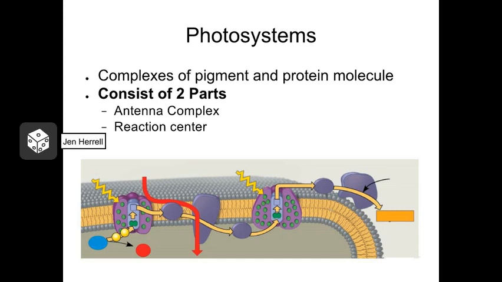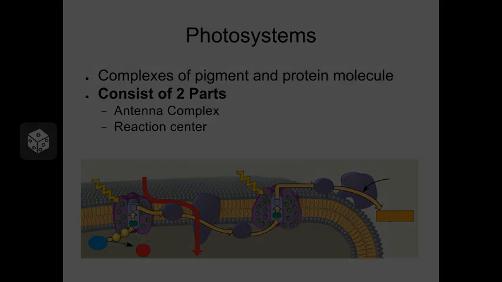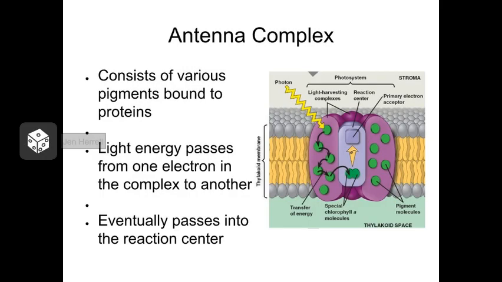Each photosystem consists of two different parts, an antenna complex and a reaction center. The outer layer of a photosystem is an area called the antenna complex. This antenna complex that wraps all around the center of this thing is just packed full of pigment molecules. There's a whole bunch of chlorophylls and other pigments in there.